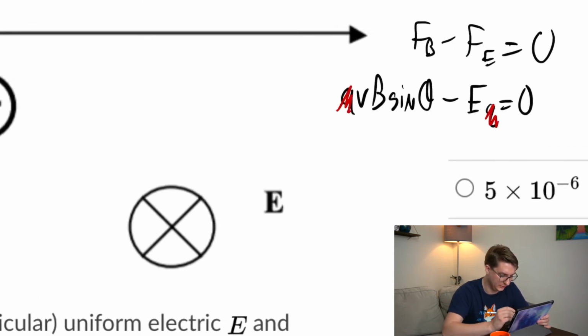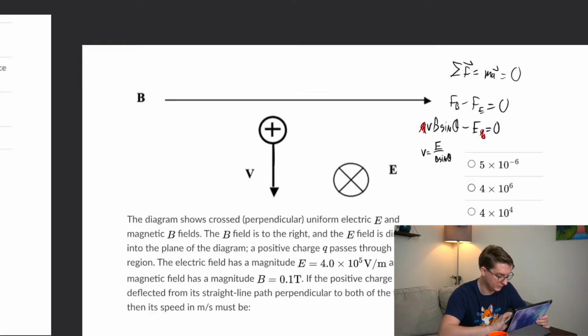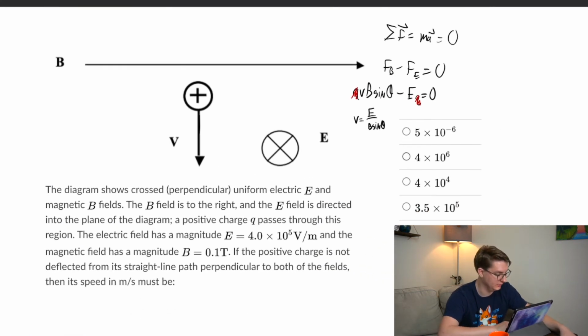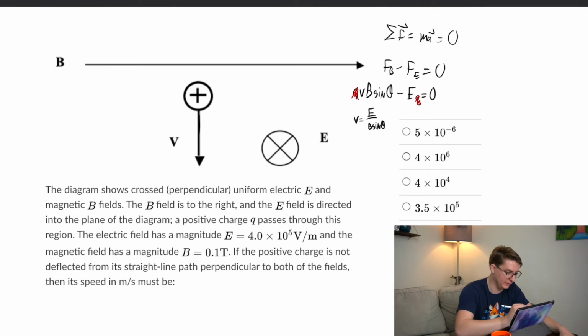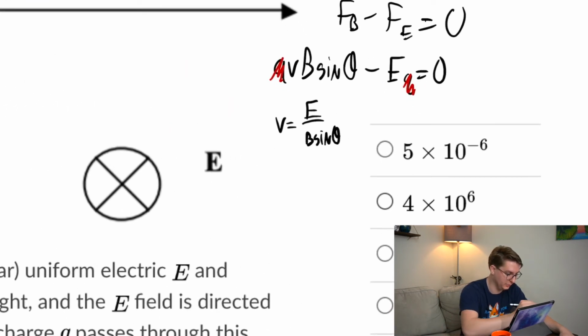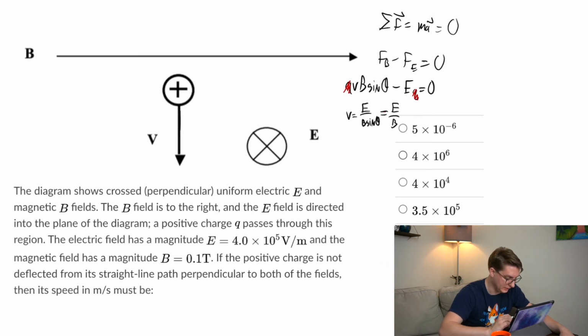So these Q's cancel out. Everything's got a Q. You solve for the V. You get E over B sine theta. And if you notice, theta is going to be 90 degrees. That's the angle between the velocity and the magnetic field, which is pointing to the right. That's going to be 90 degrees. So sine of 90 degrees is going to be equal to 1. This is going to be equal to just E over B. So we just have to take one number and divide it by the other number.